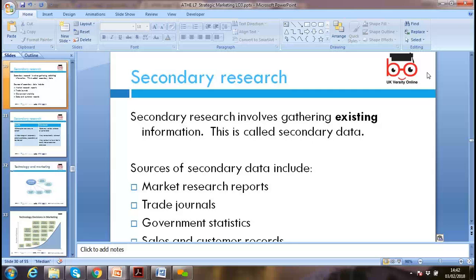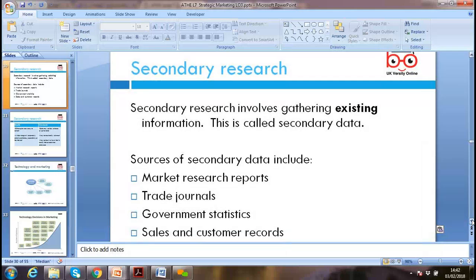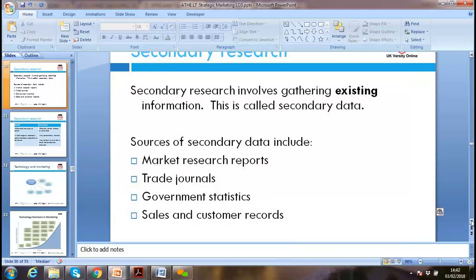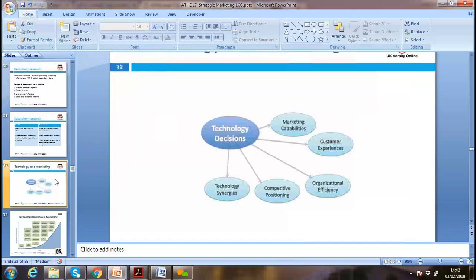It could be a market report, trade journal, government statistics, or the Office for National Statistics in the UK. They publish a lot of information about the UK economy, the UK's industries, and the UK market. So that's government statistics. We have a Ministry of Commerce, which publishes information. Sales and customer records, those could be internal records as well as externally sourced information. So these are called secondary research, the second-hand information.